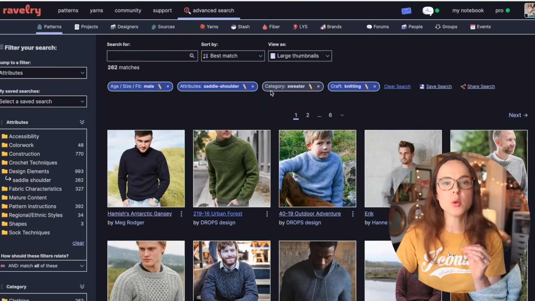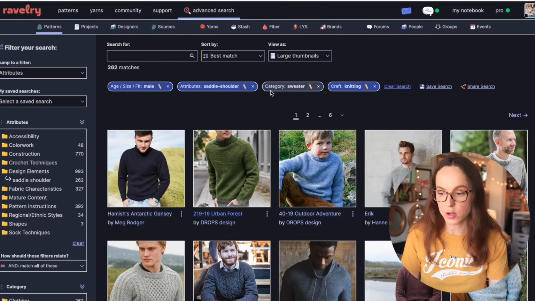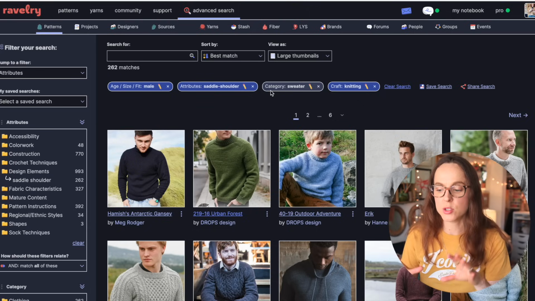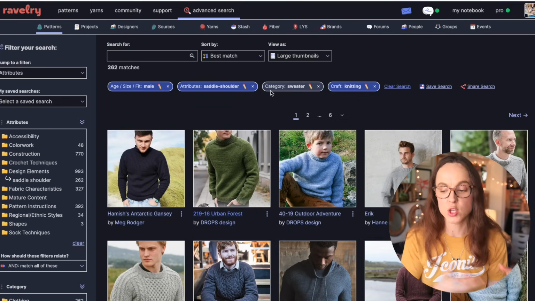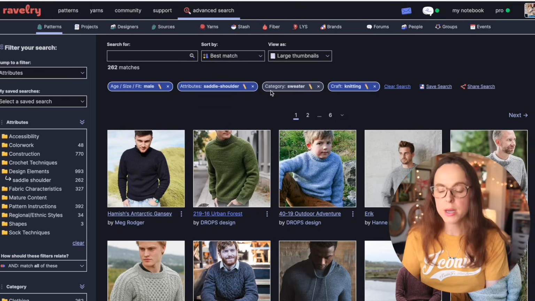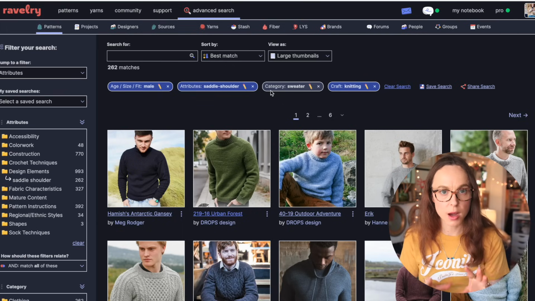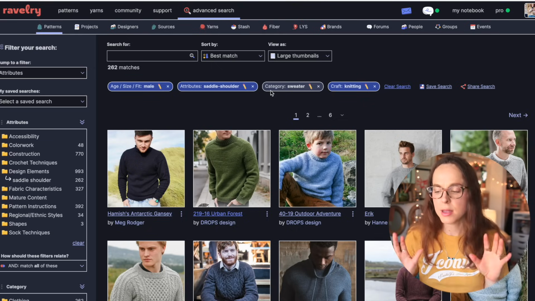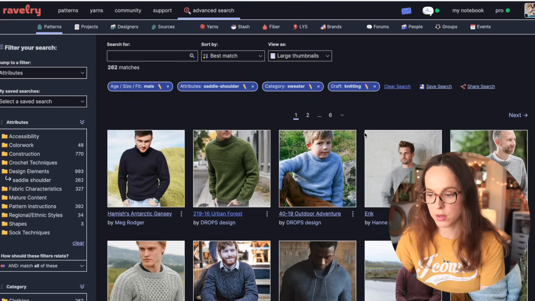It is absolutely worth your time. If you are a serious knitter of garments and you like to knit from other people's patterns and you want to find things that work for you, playing with the filter options on Ravelry is essential. You need to go over there and just start dabbling. That's how you're going to find and unearth your perfect sweater.